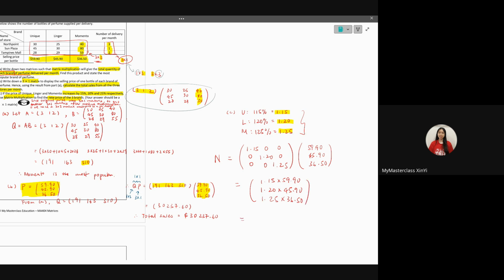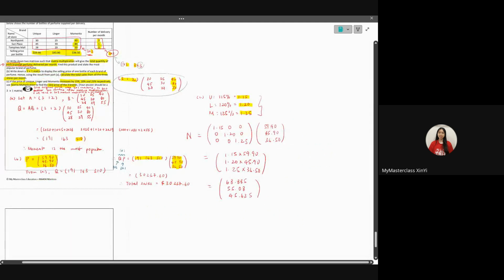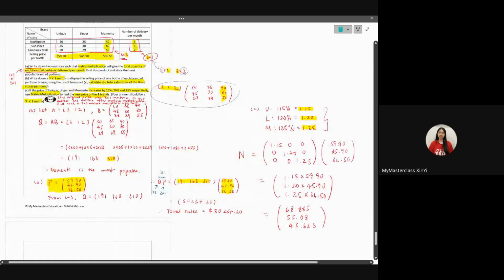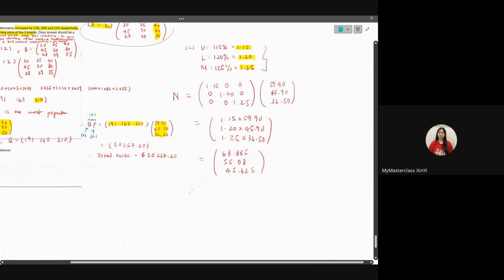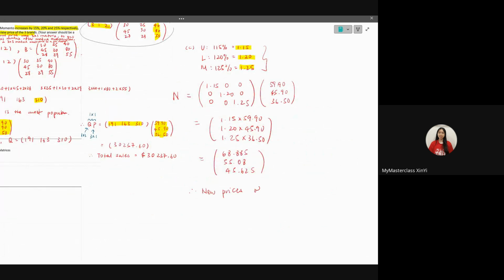Then the new price of the 3 brands is going to be 68.885, 55.08, 45.625. So this is your 3x1 matrix. That's the only way you can end up with a 3x1 matrix for the new price. Therefore, the new prices of the 3 brands are $68.89, $55.08 and $45.63 respectively. Answers for dollars in 2DP.